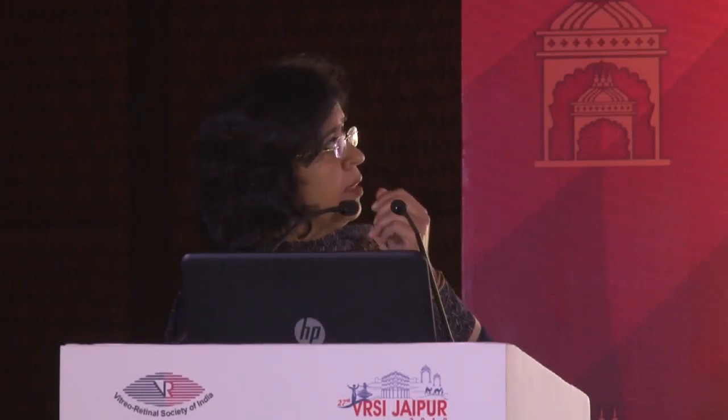I'll just show you a couple of results. This is just one of the animals at day 60. The surrogate that is used is the outer nuclear layer. This is a control animal where you do not see the ONL clearly, and this is an animal that's injected with our stem cells.